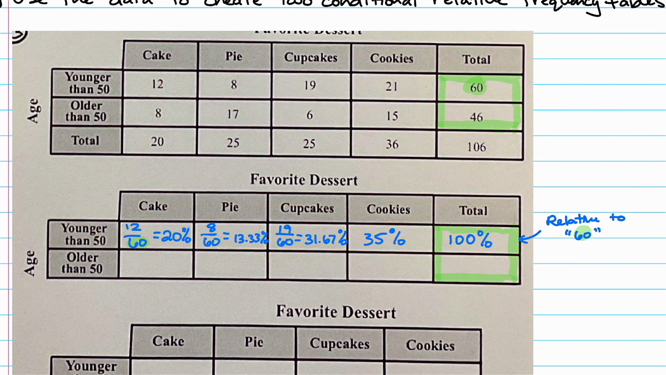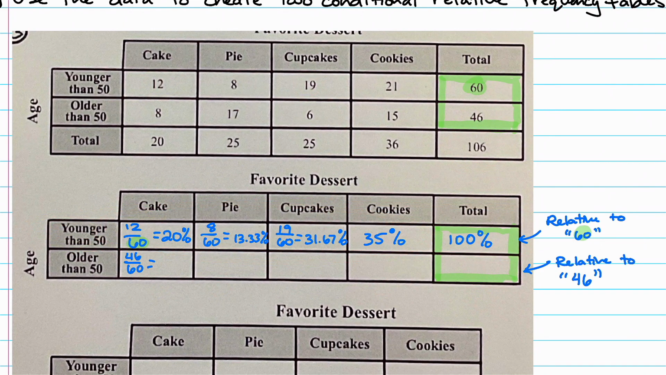All right, let's go ahead and focus on this box now. This box, my total is no longer out of 60, because my total is over here. This time, I'm going to take all these totals and do my percentages relative to my new total, which is 46. So instead of dividing by 60, now I'm going to be dividing by 46.